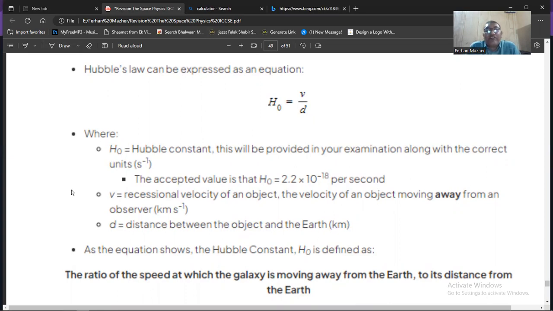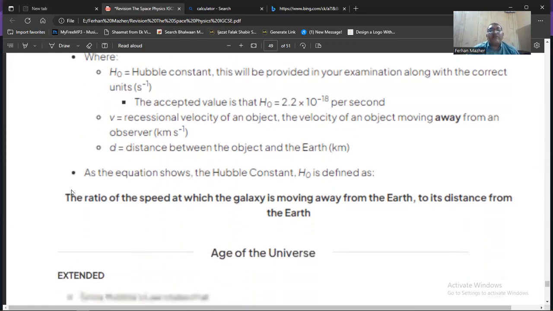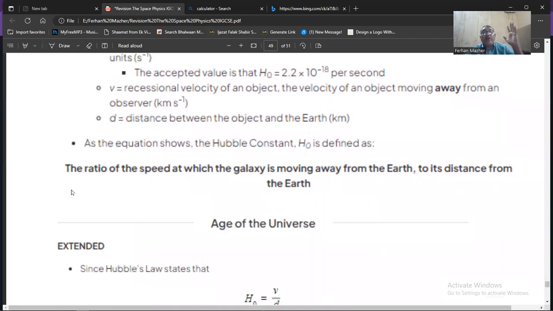And the accepted value for H naught is 2.2 × 10^-18 per second. And v is the recessional velocity of an object, the velocity of an object moving away from an observer. d is the distance between the object and the Earth in kilometers. As the equation shows, the Hubble constant H naught is defined as the ratio of the speed at which the galaxy is moving away from the Earth to its distance from the Earth.